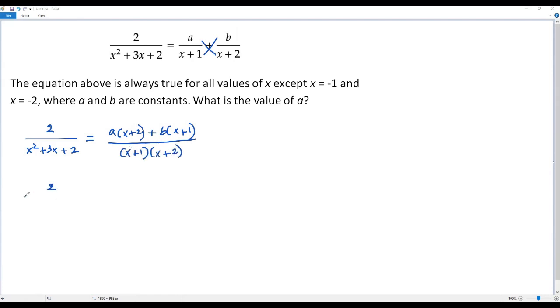Okay, here 2/(x² + 3x + 2) equals. Now let's distribute this a to x and 2, then I get ax + 2a, and distribute this b to x and 1, then I get bx + b, since b times 1 is b. Here we can multiply the two binomials: x times x is x², positive x times 2 is positive 2x, positive 1 times x is positive 1x, and positive 1 times 2 is positive 2.